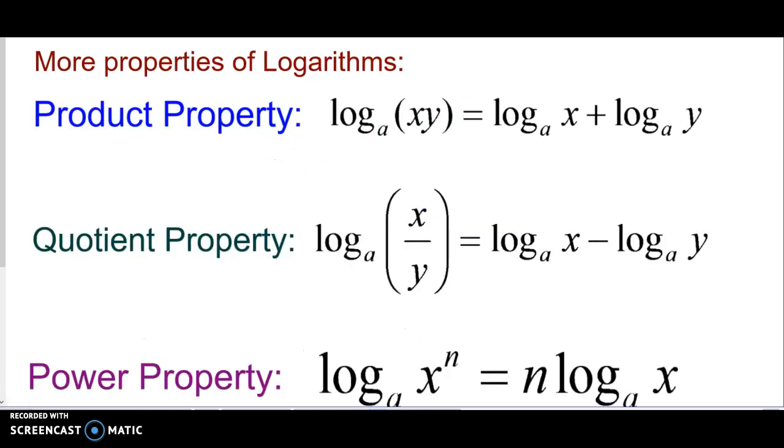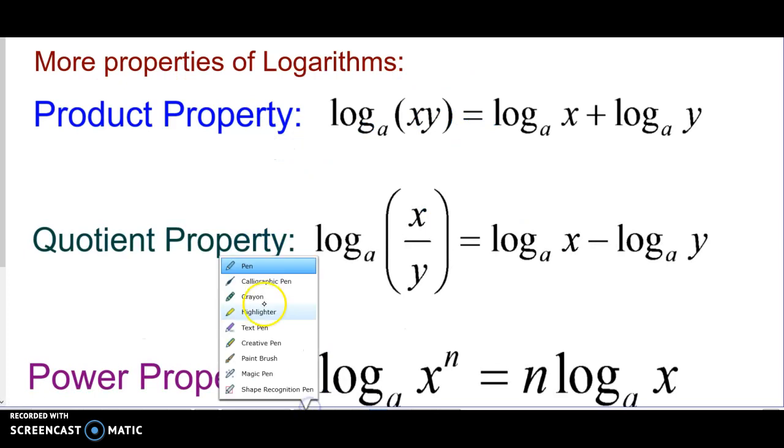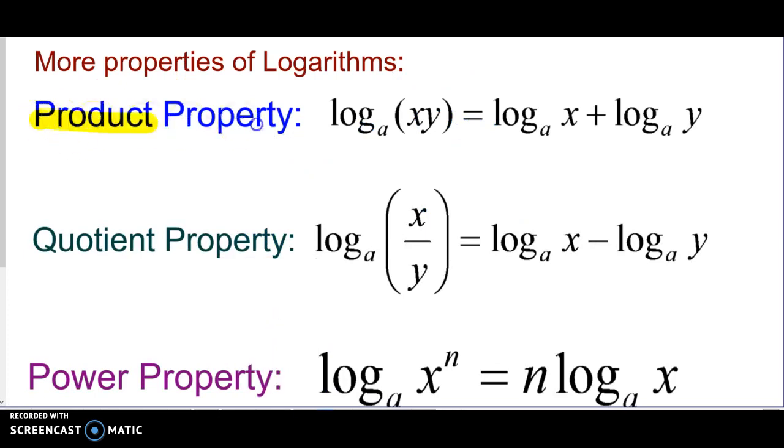So we have these 3 important properties of logs. The first one is the product property. That says if I have a log of a product, I can rewrite that as a sum of 2 logs with the same base, as you see here. The quotient property. If I have a log of a quotient, that's the same thing as the difference of the 2 logs with the same base.